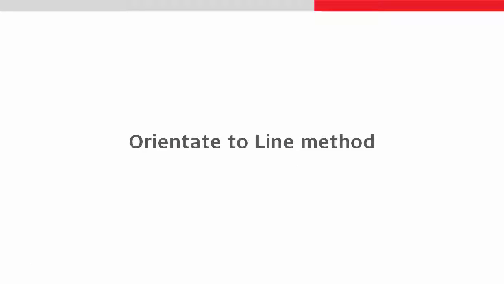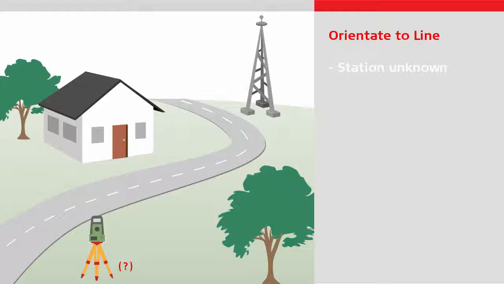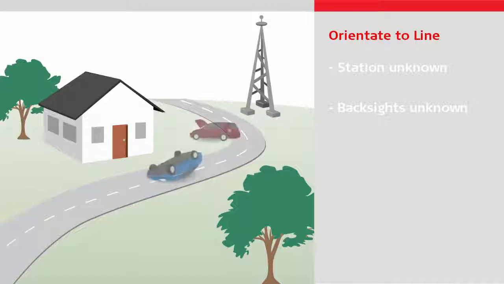The orientate to line method is the second of 2 methods which allows the total station to be located anywhere, and also the backsite points are not known. But how can this be possible, and why would anyone want to use this method? Well, imagine if you need to measure a road traffic accident. In this case, it is simply needed to measure the cars and street furniture relative to each other. It could be really useful to orientate everything relative to the edge of the road, for example.